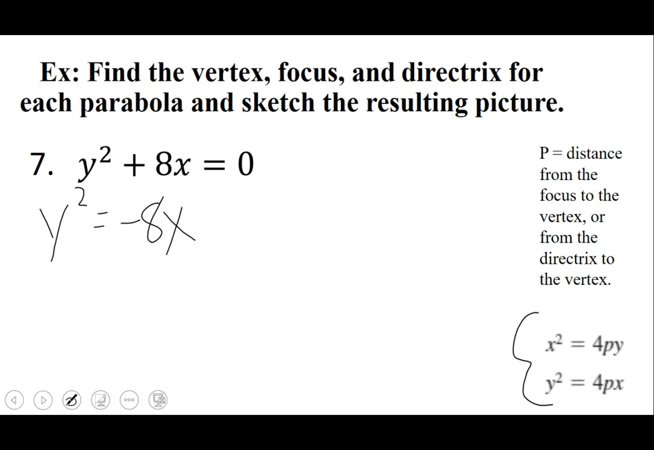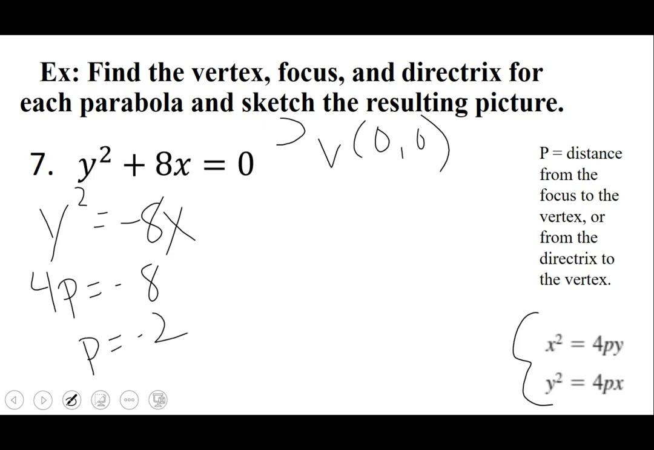So once I rewrite it as y squared equals negative 8x, the fact that it's a negative is how I know that this parabola is going to face left. Again, no h and no k indicates that the vertex is going to be 0, 0. You're going to solve for p by setting 4p equal to negative 8. That is going to give you a p-value of negative 2.